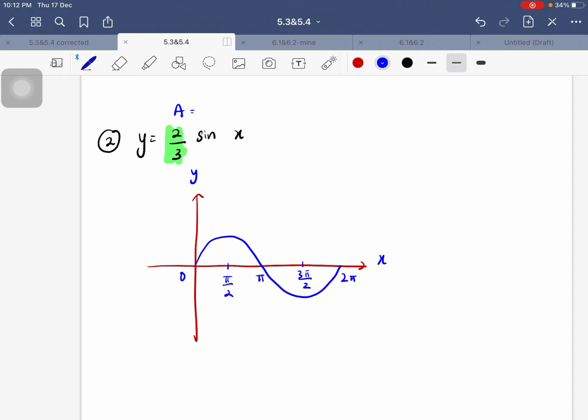And of course, for this case, the maximum value is going to be at 2 over 3, and the minimum value is going to be at negative 2 over 3. So that is how the value of a affects your graph. It's just going to affect the minimum and also the maximum value. So that's for a.